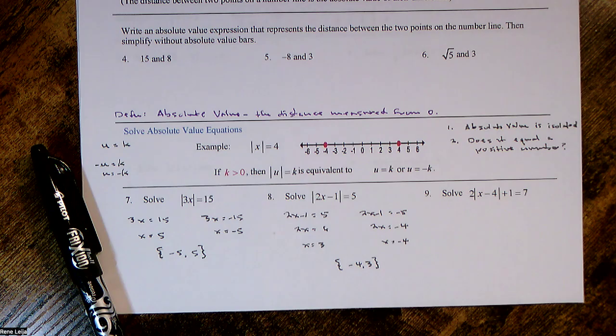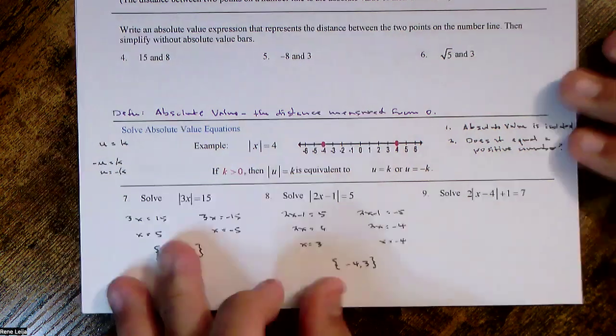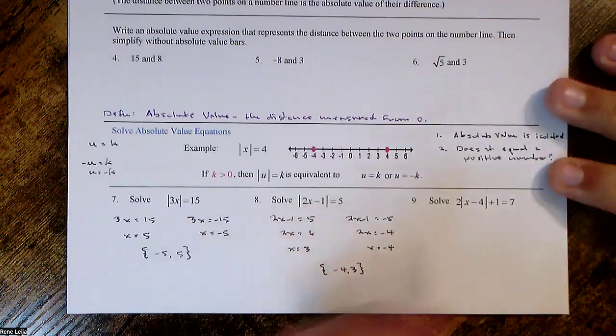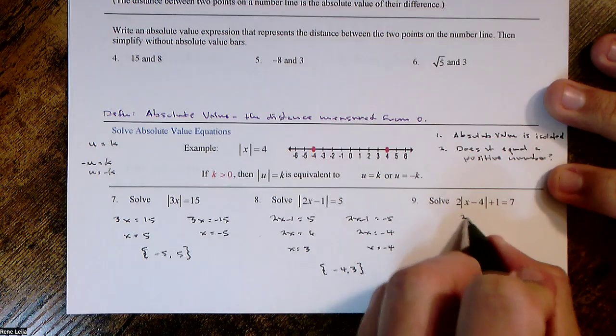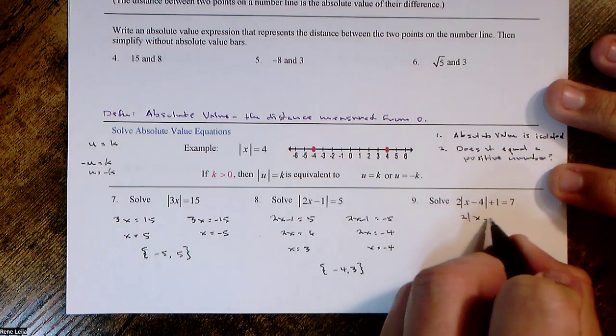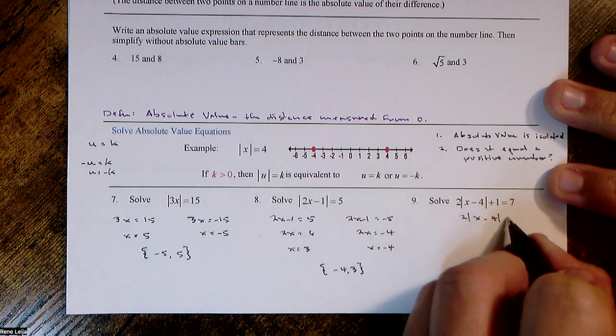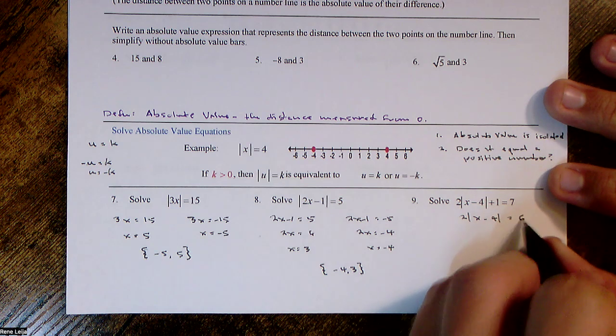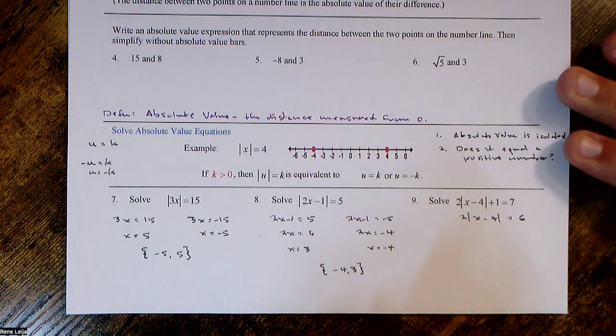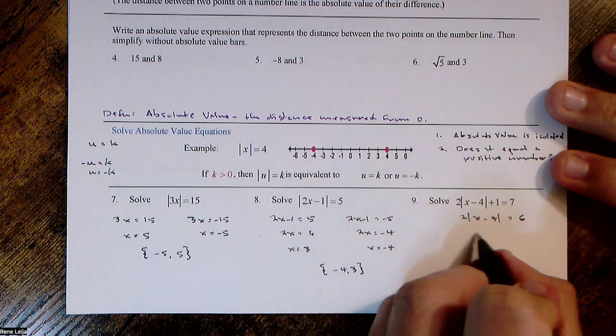do that. So the first thing that I need to do is get rid of the 1. And the next thing I need to do is get rid of the coefficient of the 2. So this is going to be 2 times the absolute value of x minus 4 equals 6. We subtract 1 from both sides. Now I'm going to divide both sides by 2.